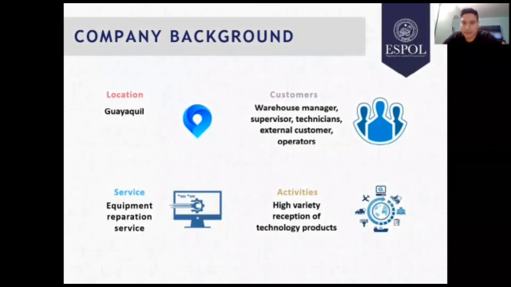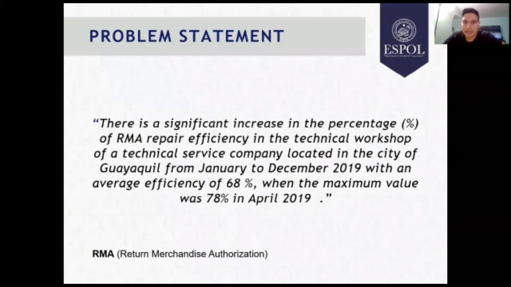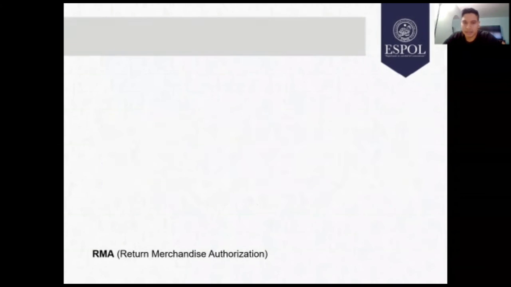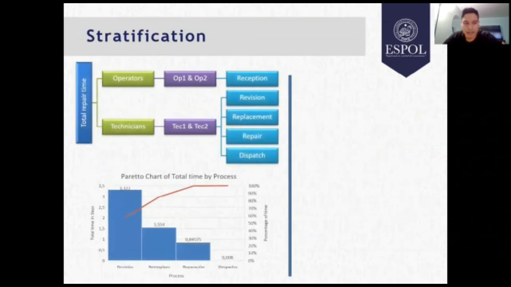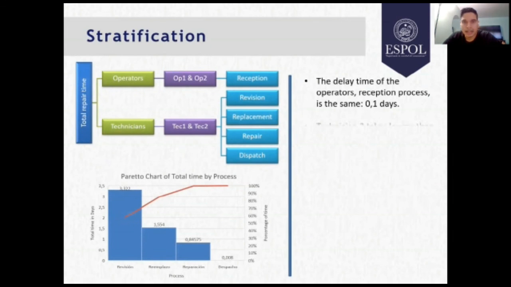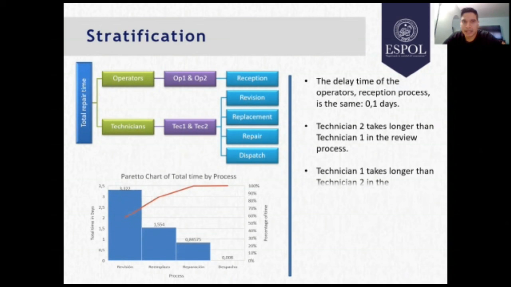First of all, we have the project team and the company background. Then we have the problem statement in which we define the RMA, the return merchandise authorization. Then we have the Y definition, that is a KPI about the percentage of appliances with repair efficiency with RMA warranty. And then we have the general objectives, that is reduce total repair process time to increase the percentage of repair efficiency.